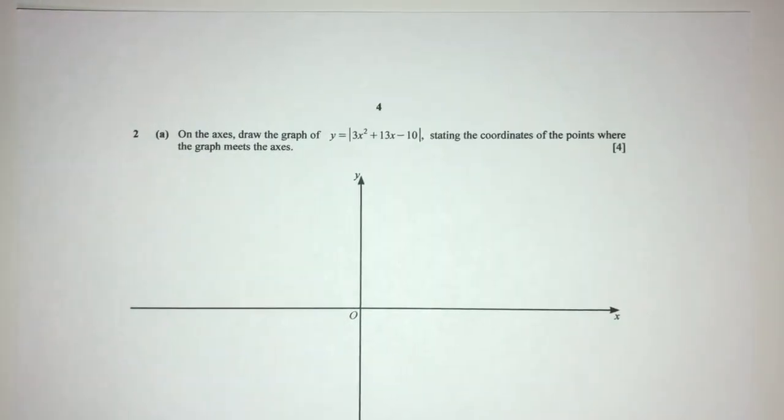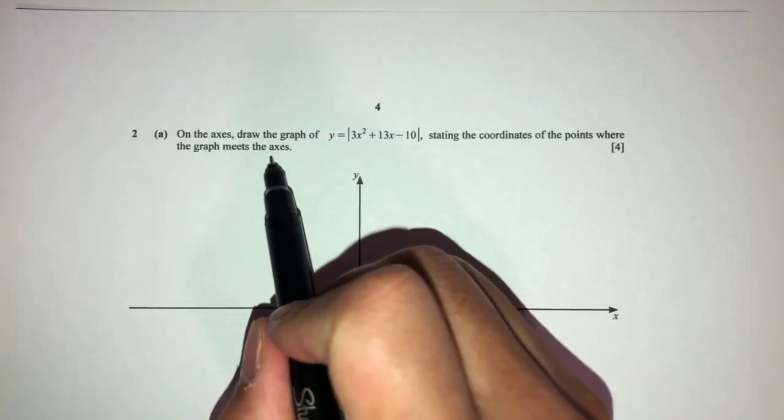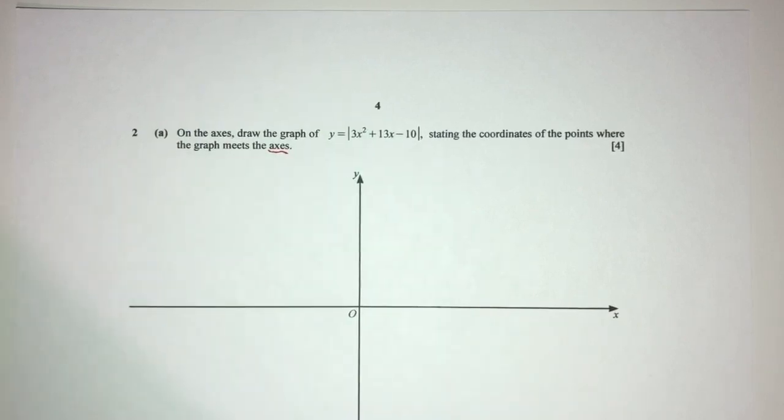Now let's move on to question number 2. So here, what do we have? On the axis we have to draw this graph. This is a modulus graph, stating the coordinates of the points where the graph meets the axis. So we have to show where it cuts our x-axis and the y-axis as well.